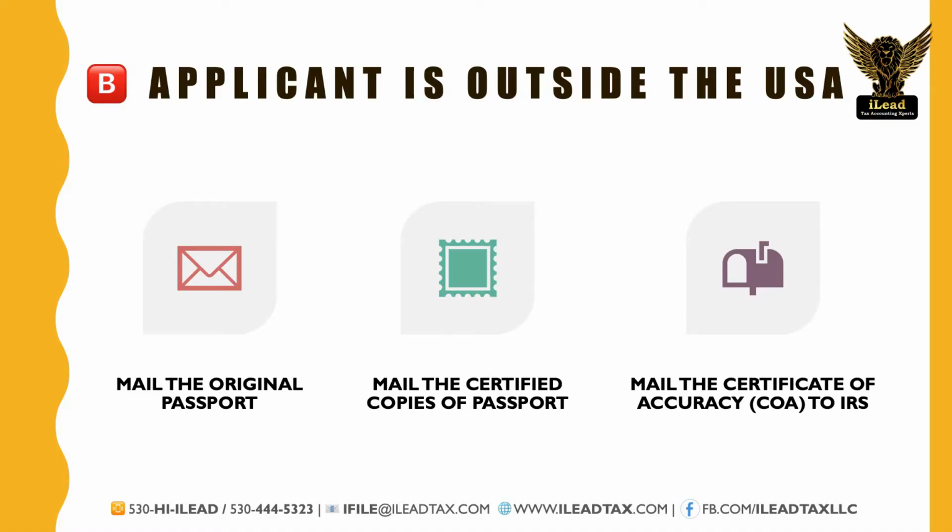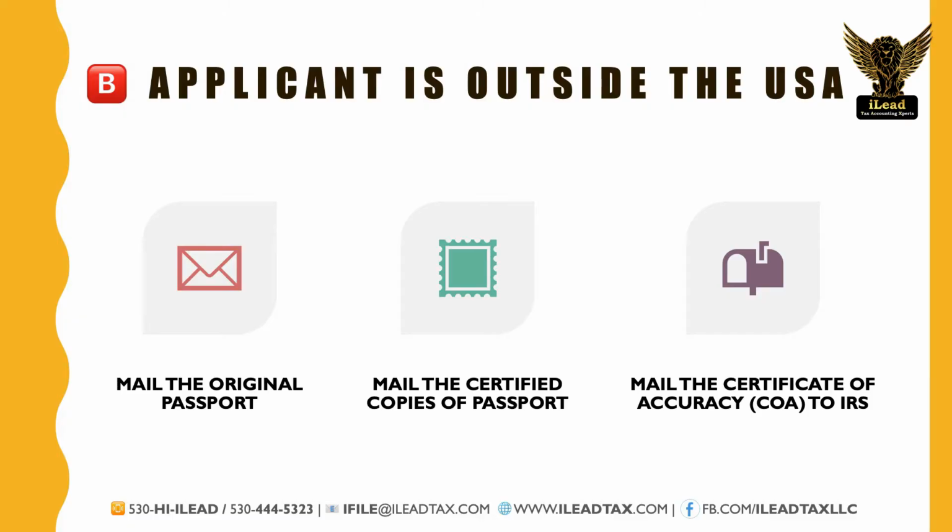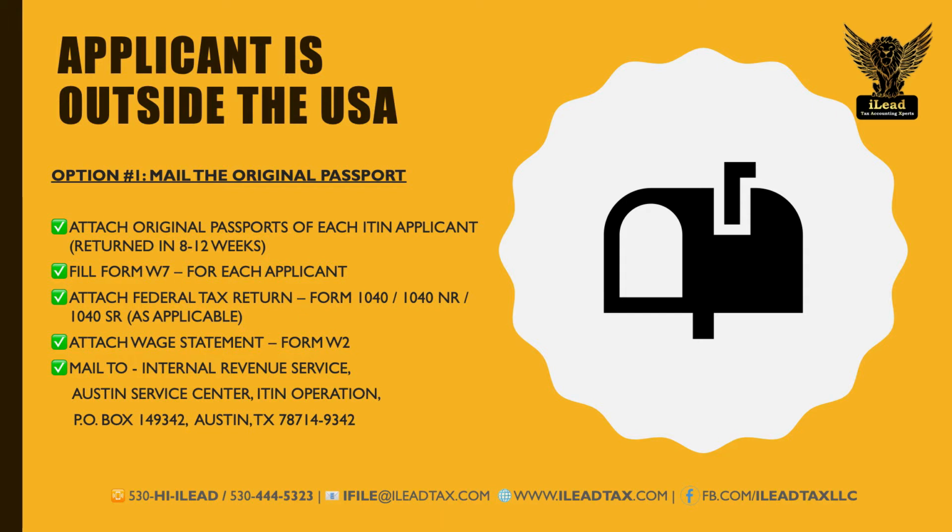Now let's try to understand each of these three options here. The first option, it says mail the original passport. So it is very much similar to the second option that we have seen earlier, if the applicant is within the USA and he chooses not to visit in person but mail the documents. So this is more or less similar to that. So here what happens? If you see the first option here, we mail the original passport. We attach the original passports of each ITIN applicant with separately filled Form W7 for each applicant. We attach the federal tax return, any of the three types of tax return which I said, 1040 or 1040 NR or 1040 SR. Then attach the wage statement.